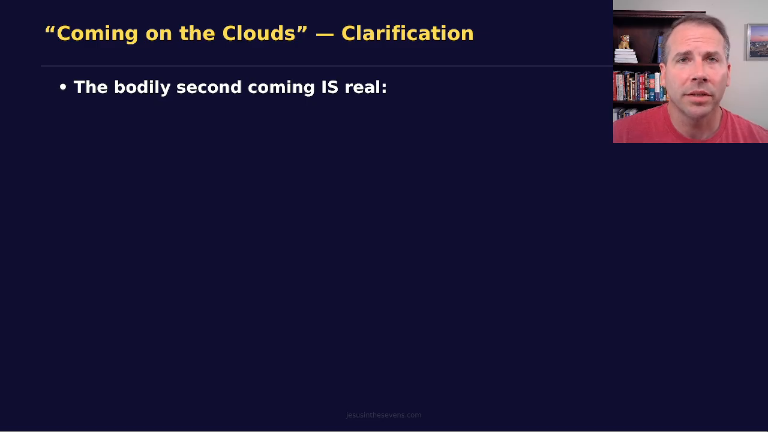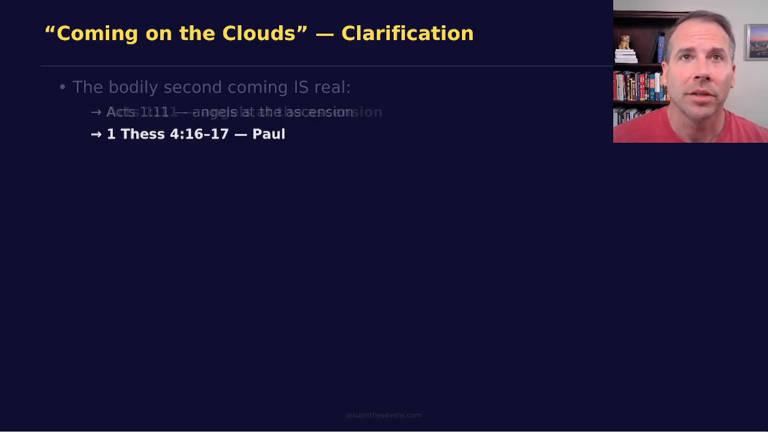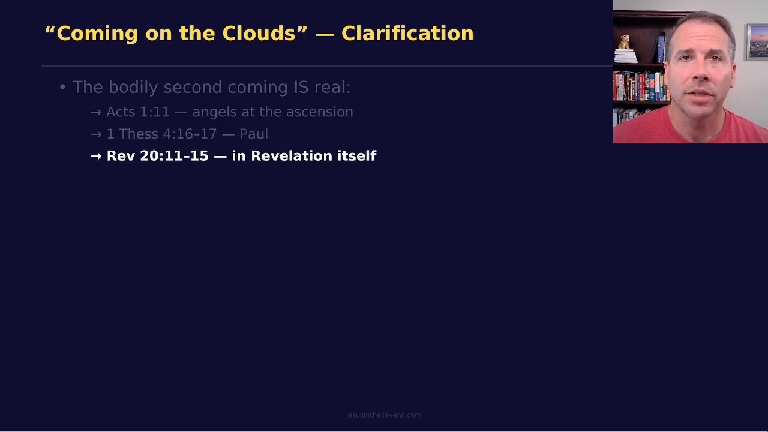So the bodily second coming is real, but it doesn't come from Revelation. It comes from Acts, where the angel said, hey, the same way you just saw him go up in a cloud, he's going to come back that same way. Some people would still interpret that as the judgment coming in the cloud. But there's some other references you can also piece together. 1 Thessalonians 4, Paul talks about it. So I think there's other places.